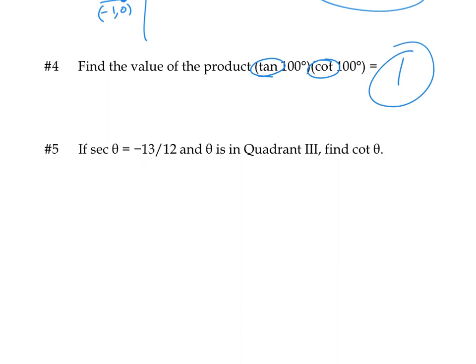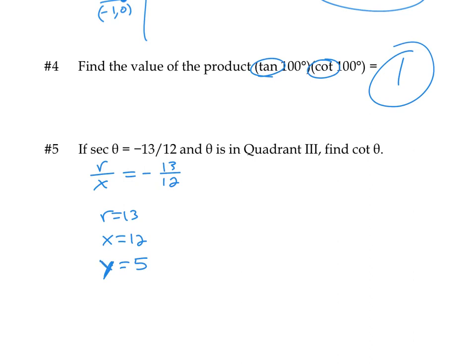Next, we have the secant ratio is negative 13 over 12. And on the quiz, it would have been written like this. It doesn't necessarily mean that the 13 is the negative. The fraction is negative. And so secant is r over x. The radius is never going to be negative, so the radius here is 13. The x is 12, and we can do x squared plus y squared equals r squared and solve for y, which is 5. So it's a y value of 5.